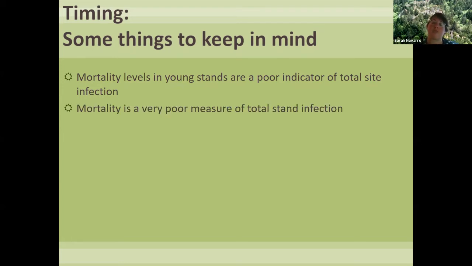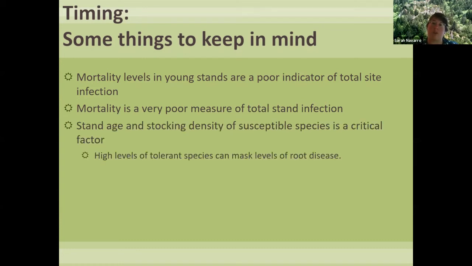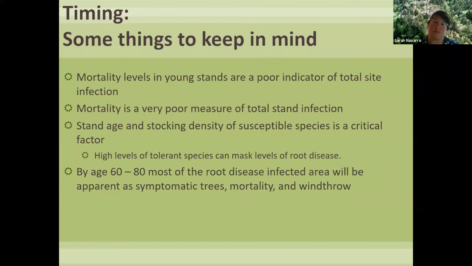Mortality is a poor measure of total stand infection at that point. It will progress to be worse over time potentially. Stand age and stocking density of susceptible species is a critical factor. High levels of tolerant species can mask the amount of root disease that's actually out there.